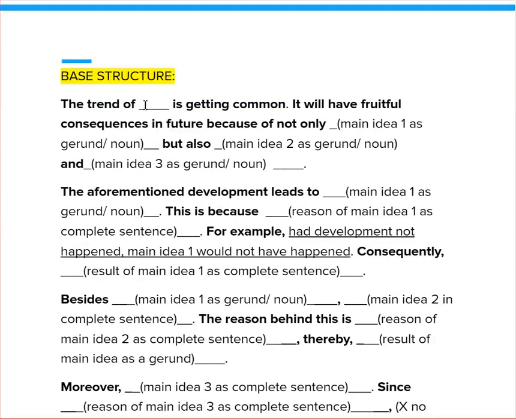The trend of dash is getting common. It will have fruitful consequences in the future because of not only main idea 1 as a gerund noun but also main idea 2 as a gerund noun and main idea 3 as a gerund noun. The aforementioned development leads to dash, main idea 1 as gerund plus noun. This is because the reason of main idea 1 as a complete sentence. For example, had the development not happened, main idea 1 would not have happened. Consequently, the result of main idea 1 as a complete sentence.